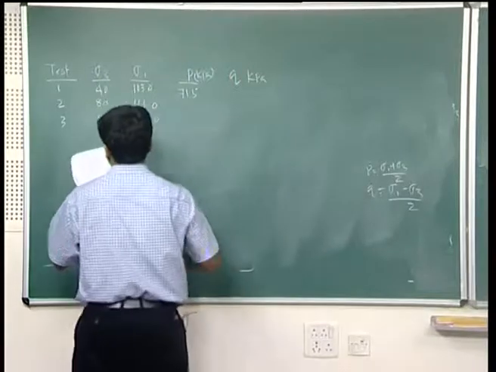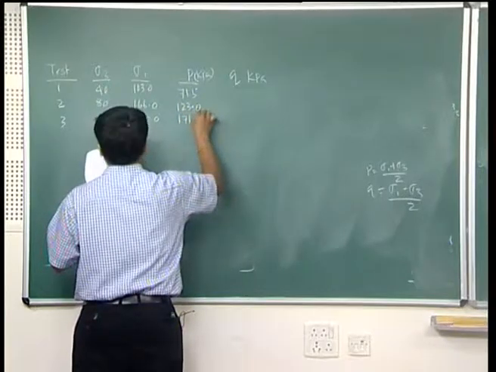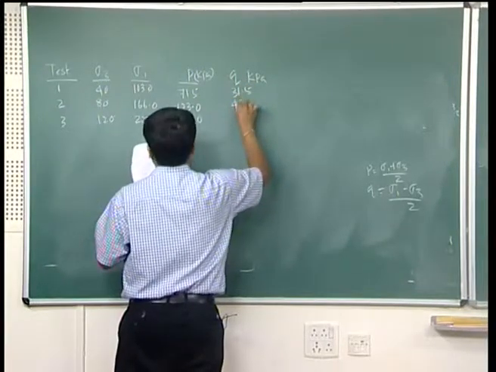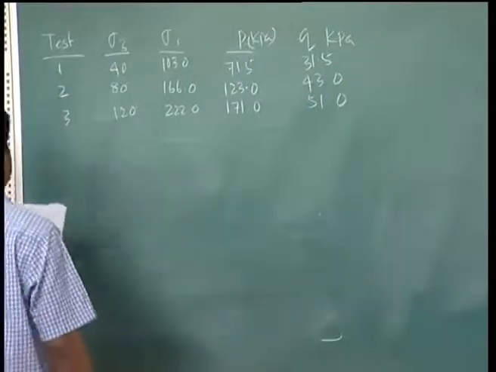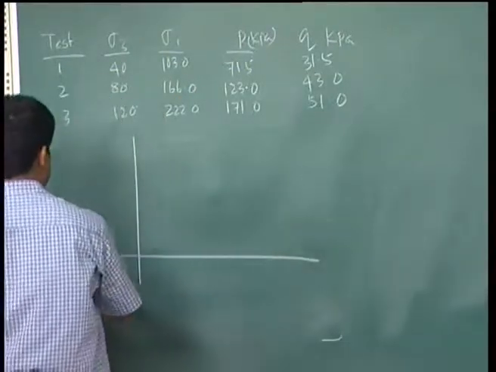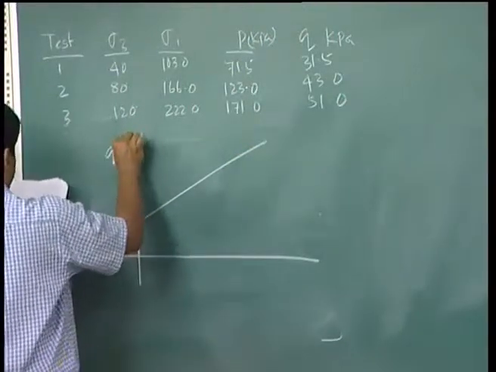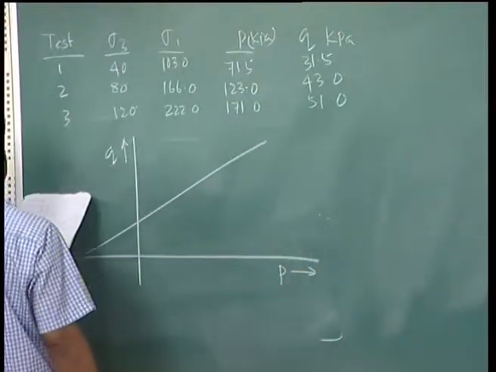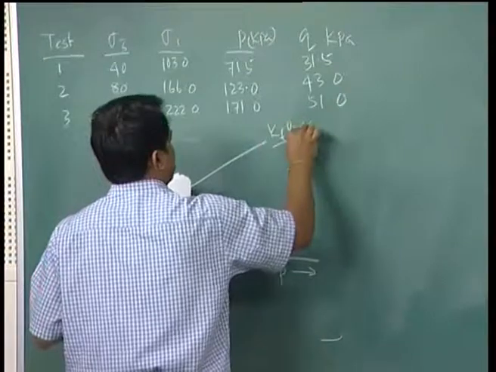So P is 71.5, 123.0, 171.0, and Q is 31.5, 43.0, 51.0. Now you plot the PQ diagram with these calculated values. This is Q and this is P. Once you plot P versus Q, you will get this KF line.